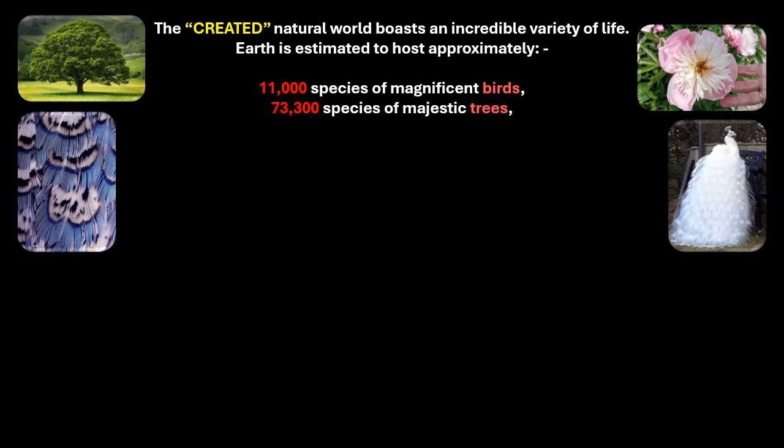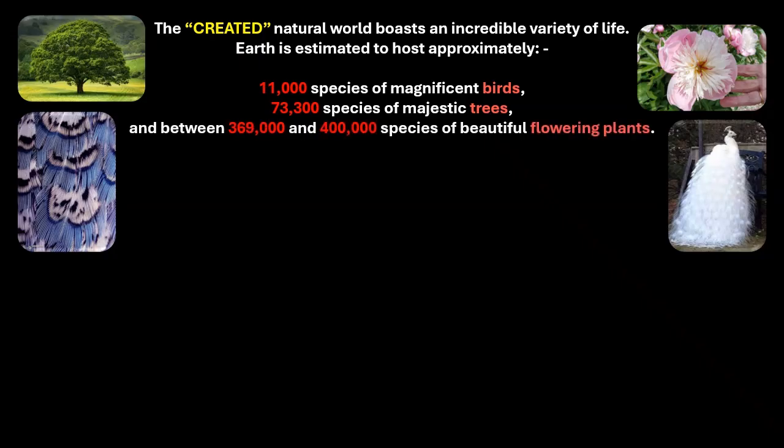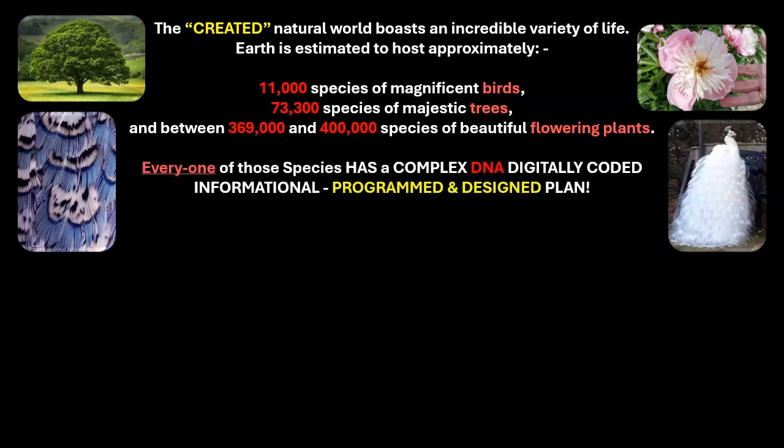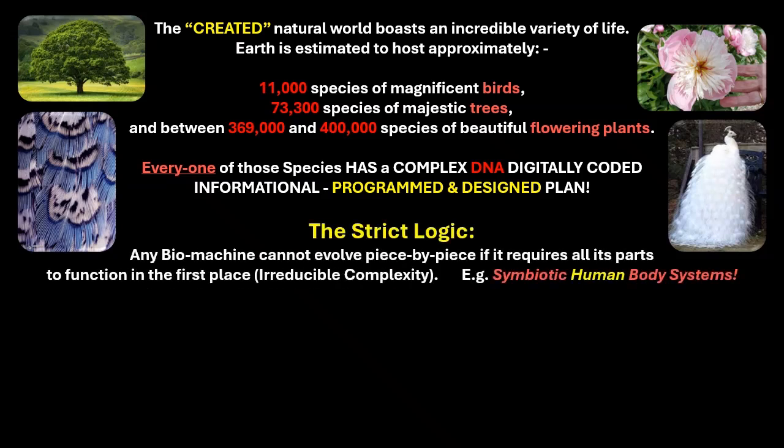73,300 species of majestic trees, and between 369,000 to 400,000 species of beautiful flowering plants. Every one of those species has a complex DNA, digitally coded informational, programmed and designed plan. And you can search out the digital capacity of any of them and you will be amazed.